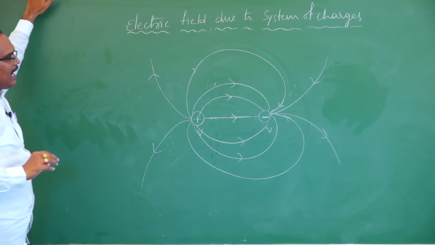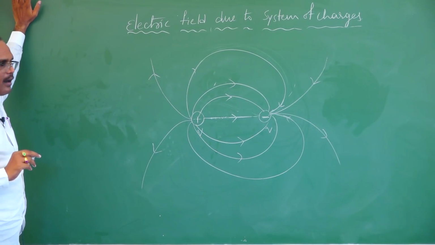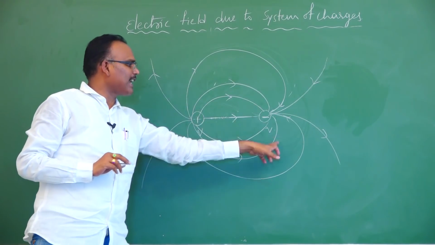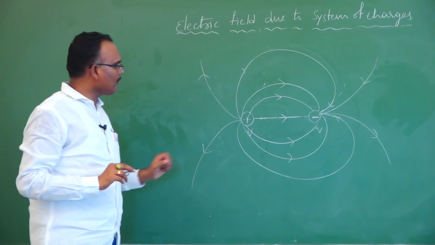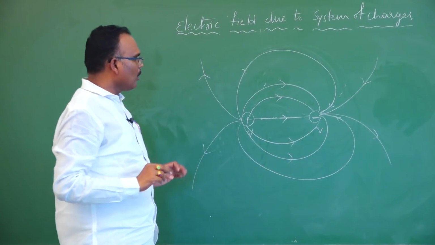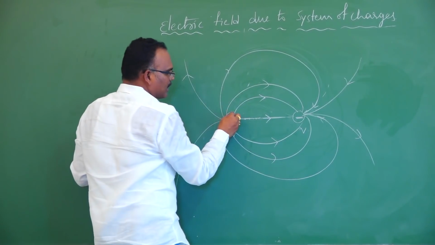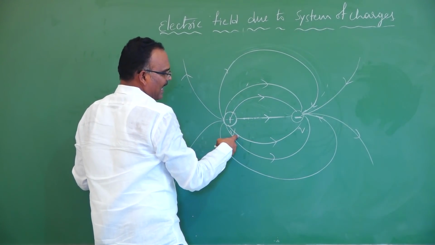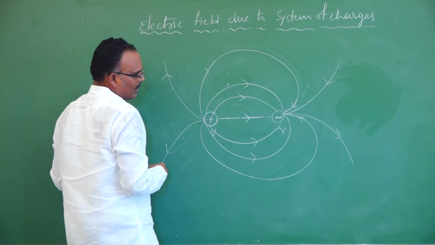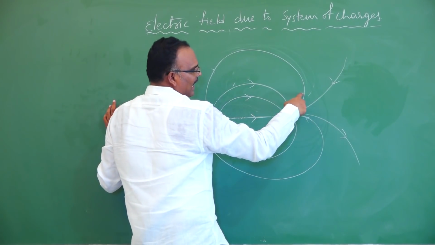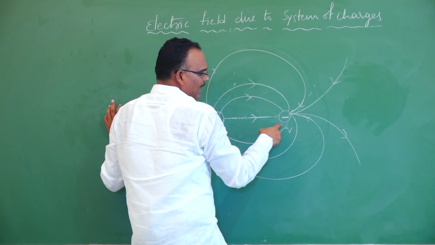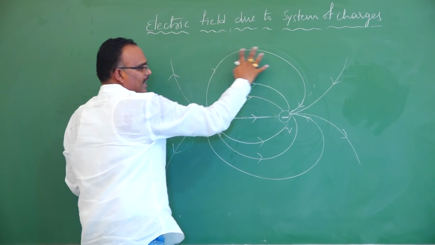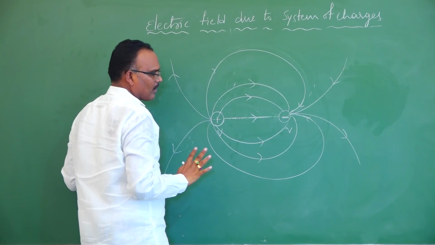Okay, this is the electric field diagram for two unlike charges of the same magnitude. See here, this positive charge produced 1, 2, 3, 4, 5, 6, 7, 8, 9 field lines. Similarly, 9 field lines end here. All 9 lines started at the positive charge and finally end on the negative charge.